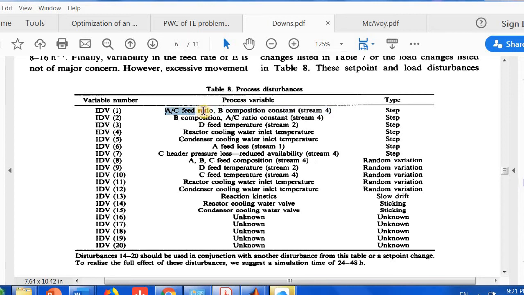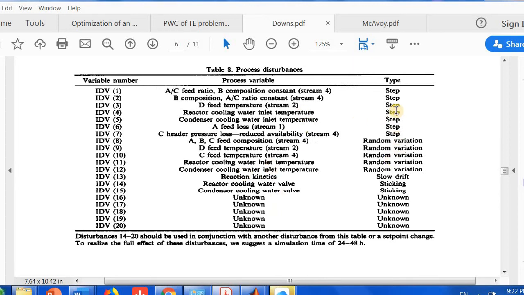If you're talking about flow rate, you're going to talk about 0.1. If you're talking about temperature, you may talk about 1 degree centigrade. If you're talking about pressure, it could be different, and so on. There are many disturbances. Some of them are step, some of them are random. It's just like imitating what is happening in the real plant.